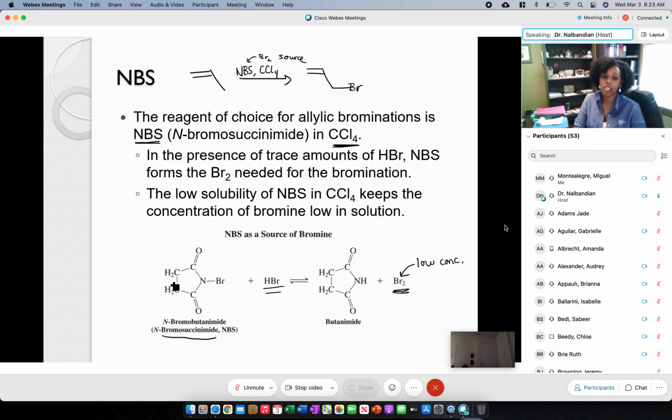And so this bromine here is going to be in a low concentration. Why is it in a low concentration? Because this has low solubility in carbon tetrachloride. Low solubility of NBS in carbon tetrachloride will keep the concentration of bromine low in solution. If we added in just straight bromine, then that would be a high concentration, but we keep the concentration low by using NBS dissolved in carbon tetrachloride. So only a little bit of that can turn into bromine at a time. So we keep our concentration very low of that bromine, which is what we need to do this radical reaction.